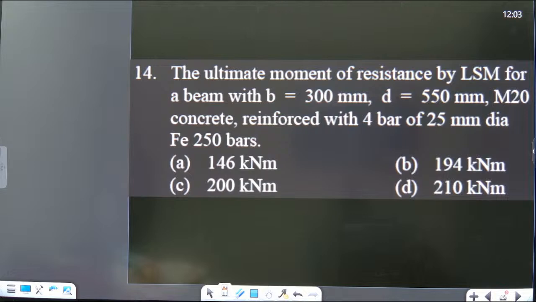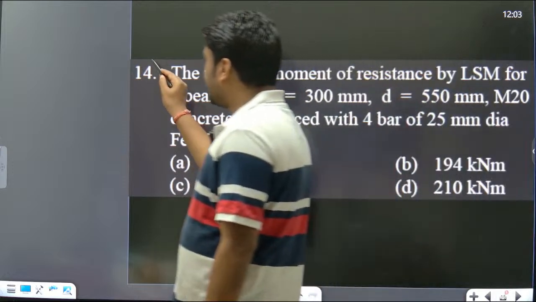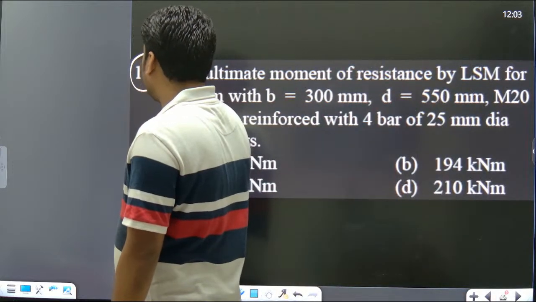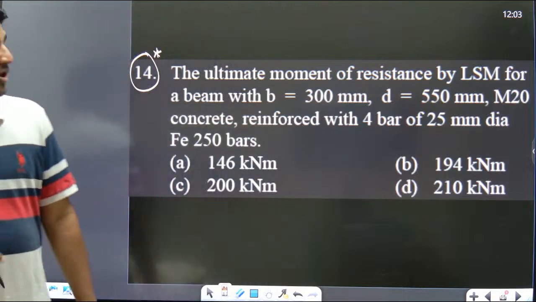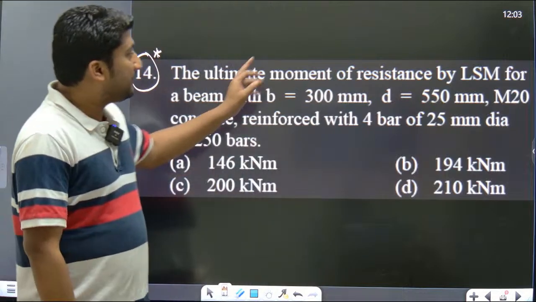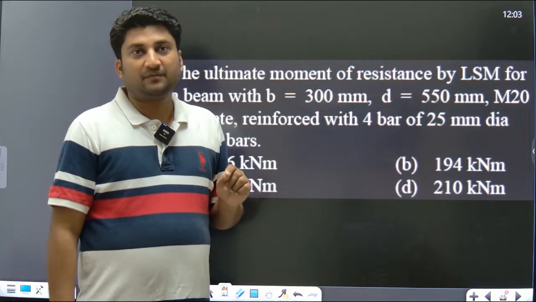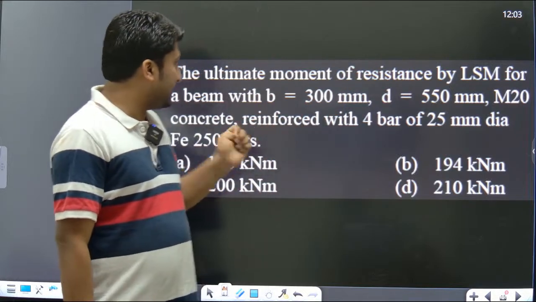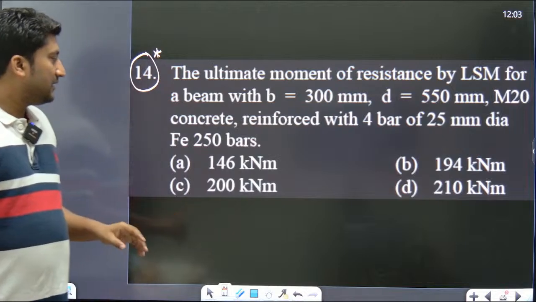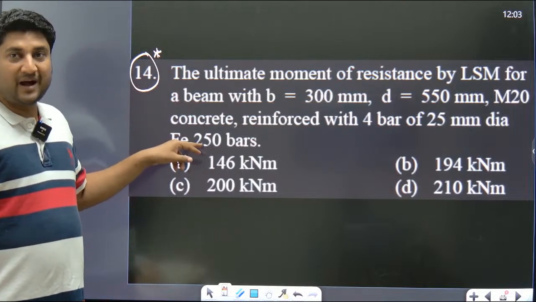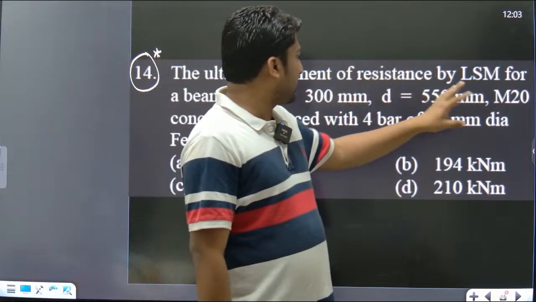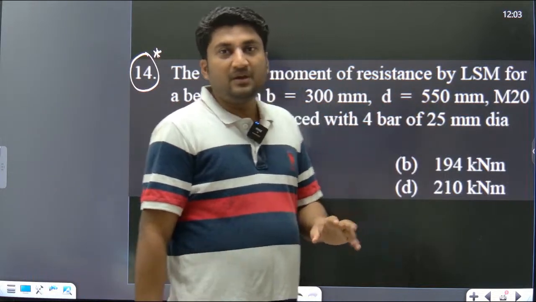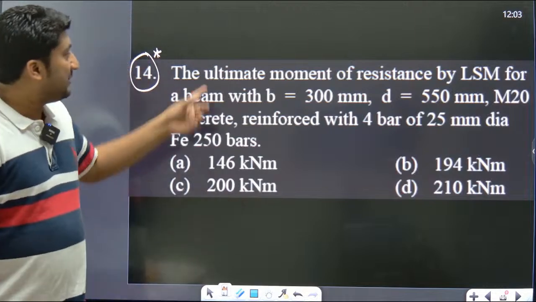Now for this question, if it is asked in the JEE examination, these are questions you need to skip, because it will take a lot of time to find the ultimate moment of resistance in LSM. You can see Fe 250 bars, width and depth are given, M20 grade of concrete, and 4 bars of 25 mm. So here you will get the ultimate moment of resistance.